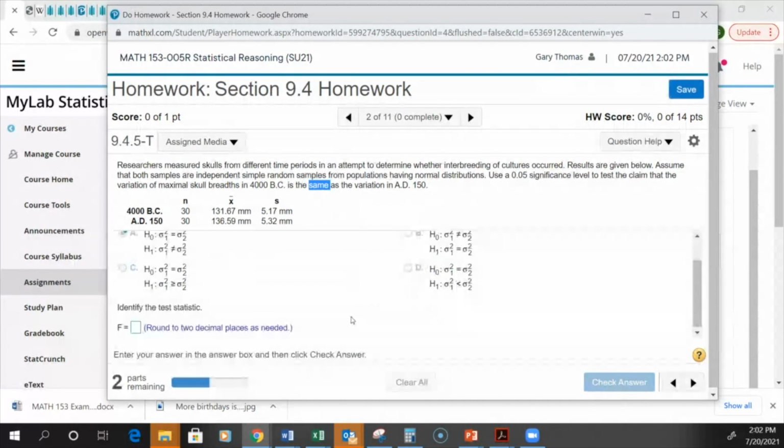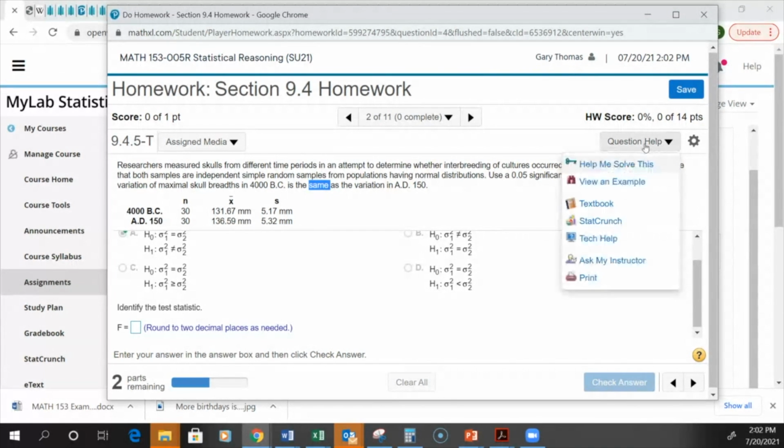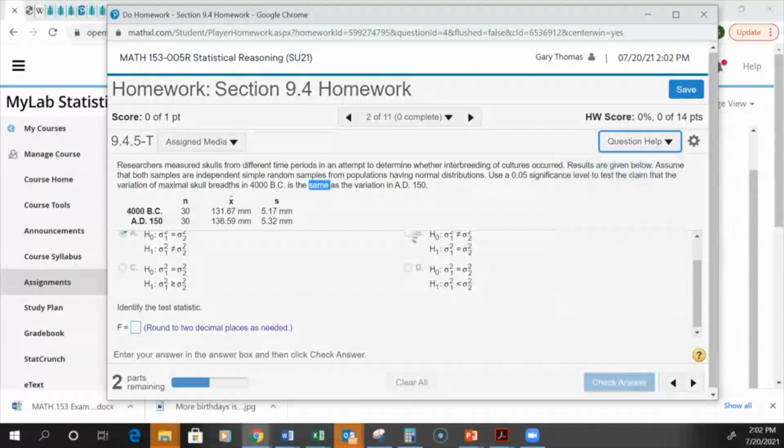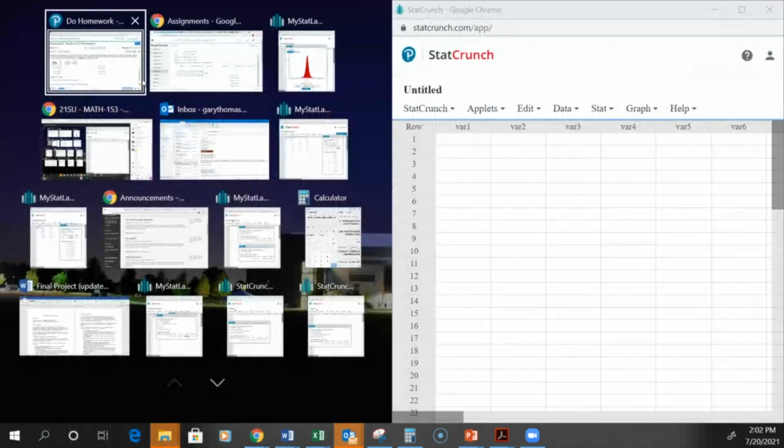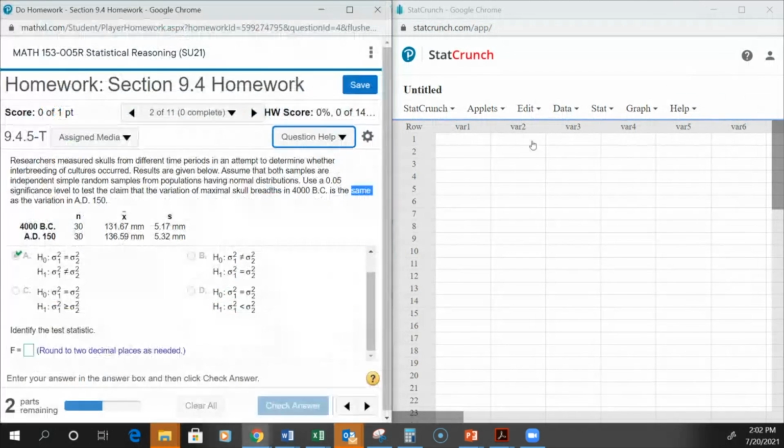Fantastic. Okay, this is really, really easy to do. What you do is you open up a StatCrunch window. I'll just get a new one. The ones I've been using all day have become kind of cluttered. Spoiler alert, I'm going to do it wrong. We'll see if you catch me.